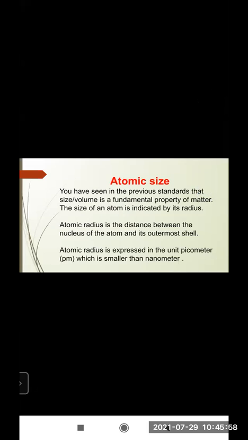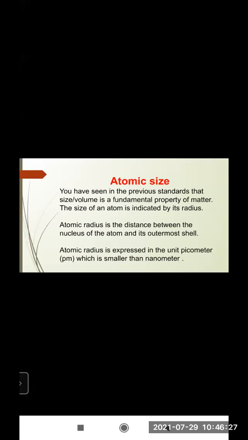Our point is atomic size. All of you can see on the screen. If you have the textbook with you, you can open page number 25. So see what our next point is: atomic size. You have seen in the previous standards that size or volume is a fundamental property of matter, and the size of an atom is indicated by its radius. So atomic radius is the distance between the nucleus of the atom and its outermost shell.